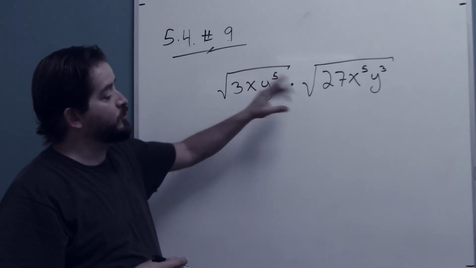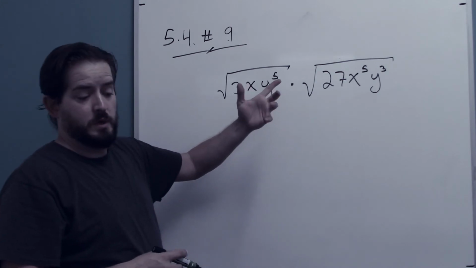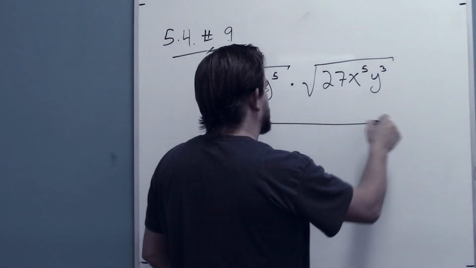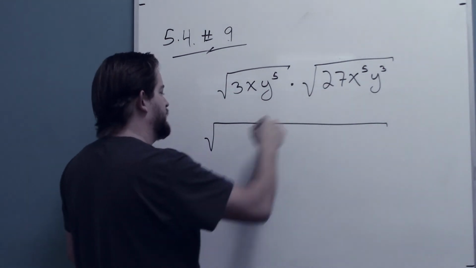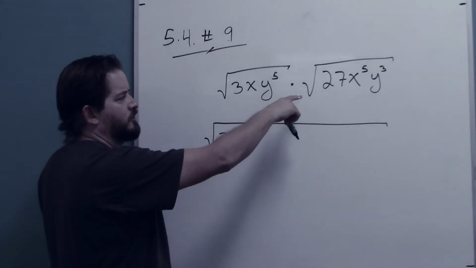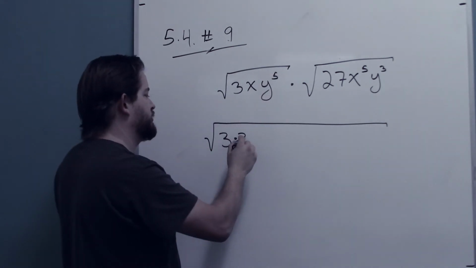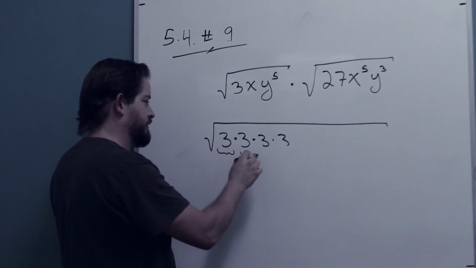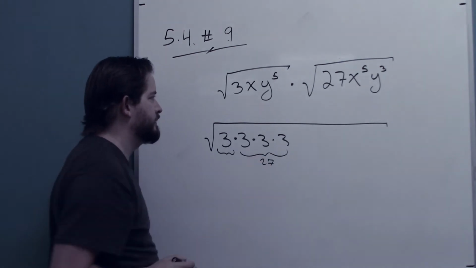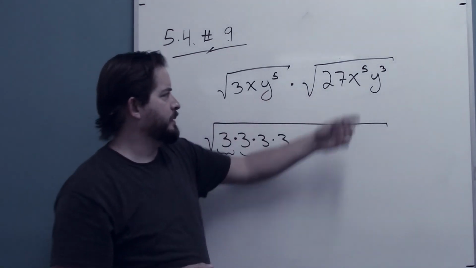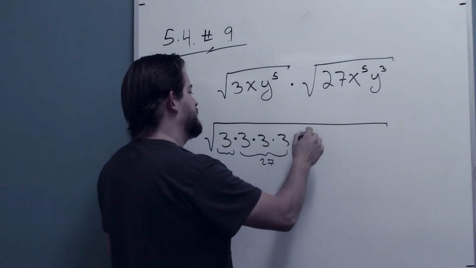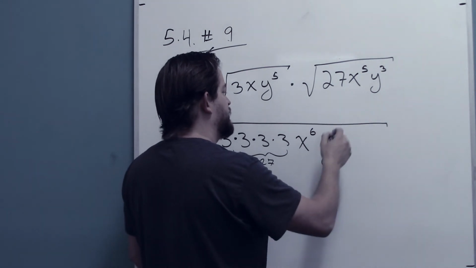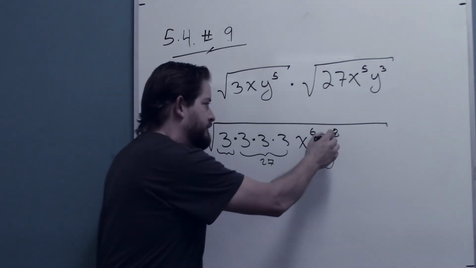What I want to do is take that property that we used in number 1 and just rewrite this as a big conglomerate glob. I have 3, I have 27, but I know that 27 is 3 times 3 times 3, so I'm just going to write this out: 3 times 3 times 3 times 3. Right, the 3 from the first one, and then the 27 from the other guy. Okay. I have x, it's going to multiply by x to the fifth to give me x to the sixth. And I have y to the fifth times y to the third, that'll give me y to the 5 plus 3, so y to the 8.